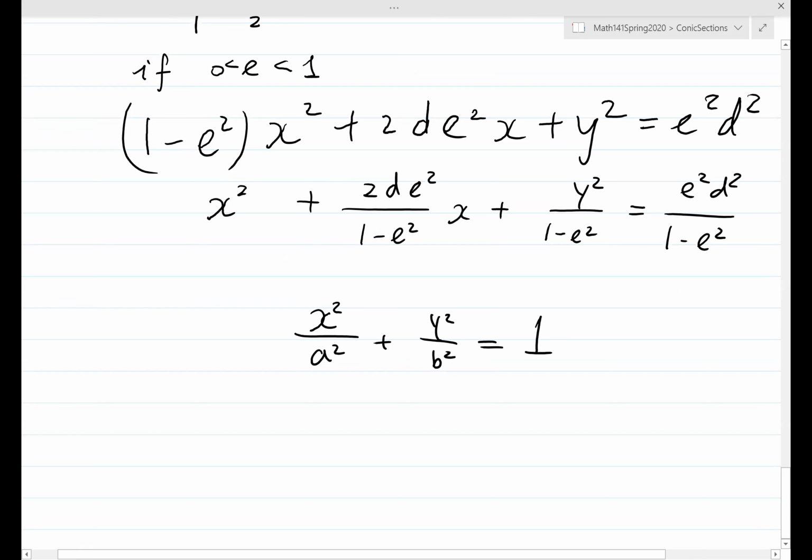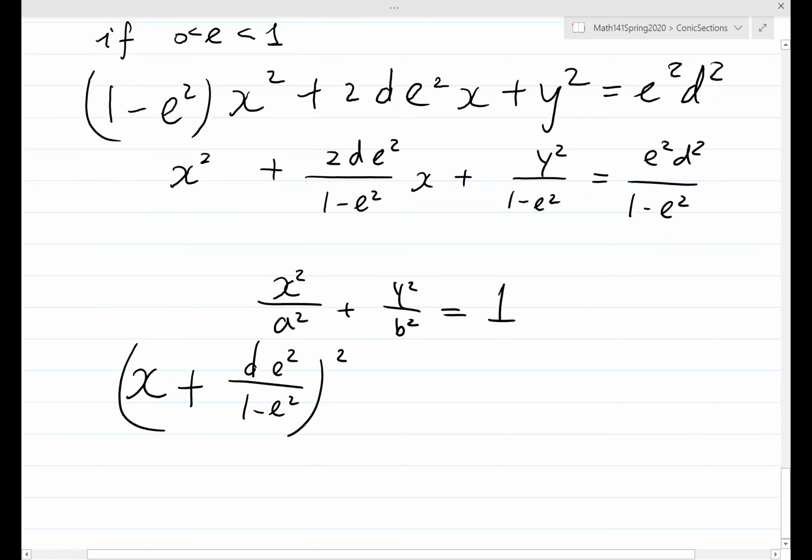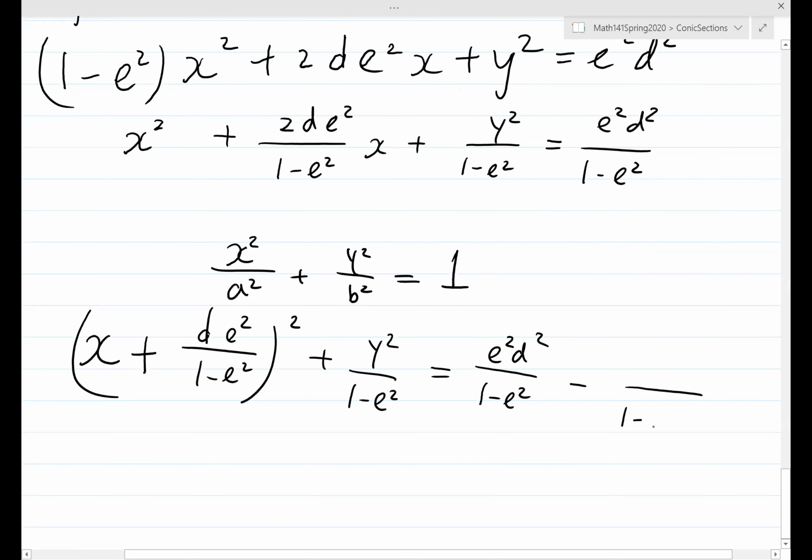So we complete the square. We get x plus half of the coefficient of the degree 1 term. So the 2 cancels out, and it's a perfect square, plus y squared divided by (1 minus e squared). But by completing the square, we actually add some extra term. Then the right side is e squared d squared over (1 minus e squared), and then we should subtract what we added.